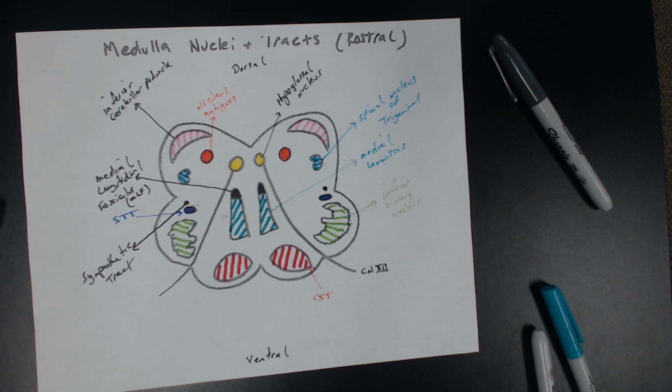And those are all your medulla, nuclei, and tracts. No surprises? Questions? Pretty easy, straightforward. Just a matter of learning what they look like. Okay, let's go ahead and move on to the caudal pons nuclei and tracts.